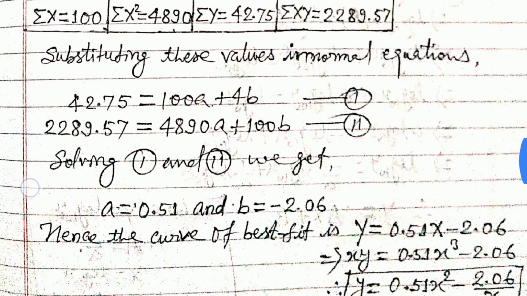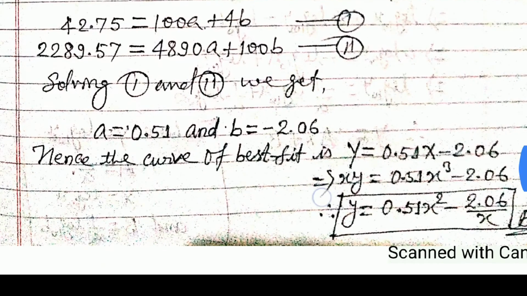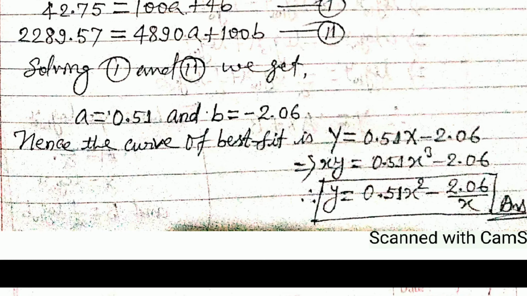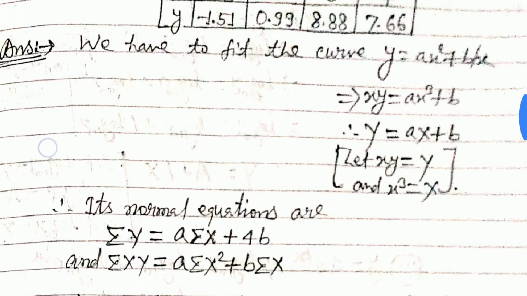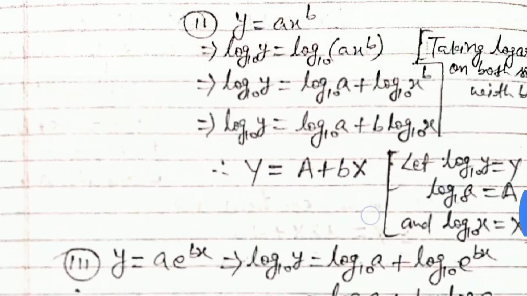These are just two equations, first and second, and then we solve them and find a is equal to 0.51 and b is equal to minus 2.06. This solution is easy, solving 1 and 2. Then we substitute the values of a and b in the equation of a straight line, in the form y is equal to ax plus b. This is the equation of a straight line that we found here.